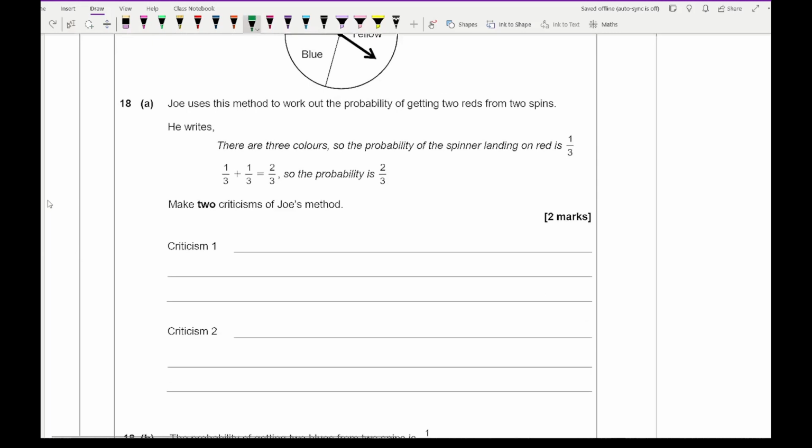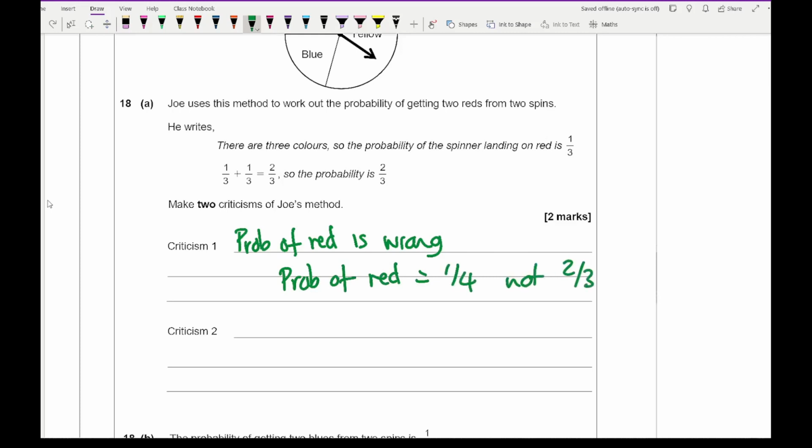Now again, a couple of answers you could have: one is mentioning that the probability of red is wrong, and the probability of red is actually a quarter, not 2/3. And the second criticism is that when you're doing 'and', you should multiply, so he should be multiplying the probabilities, not adding. So something along those lines would be absolutely fine.